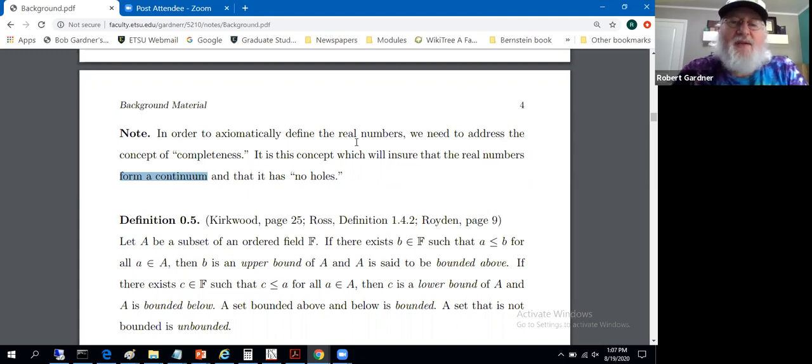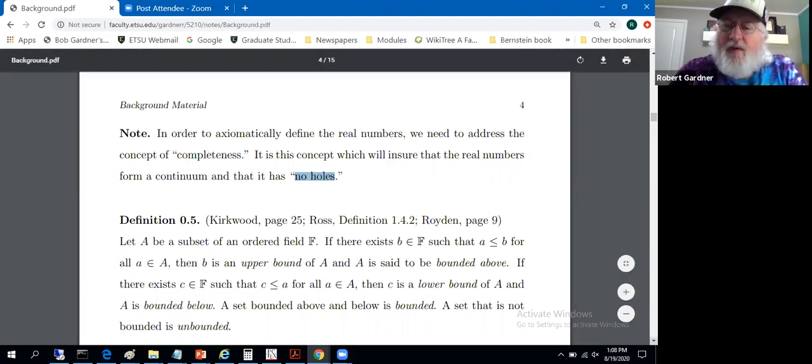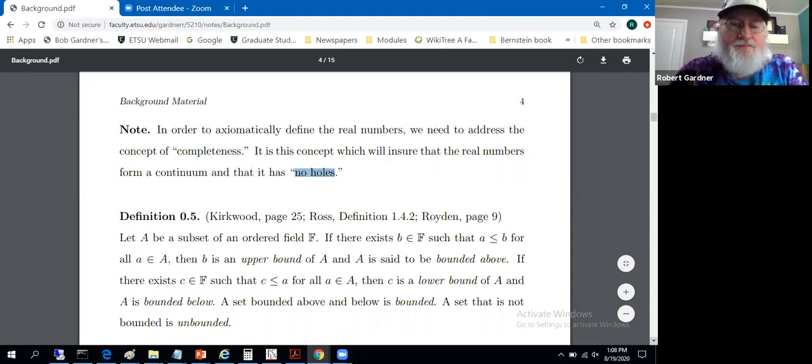So in order to axiomatically define the real numbers, we need to address the concept of completeness. And it's completeness that gives us the idea of a continuum. So this concept of completeness will ensure the real numbers are a continuum, that the real numbers don't have any gaps or any holes in them, like the rational numbers. The rational numbers are just shot full of holes. So the rational numbers will be an example of something that's not complete.